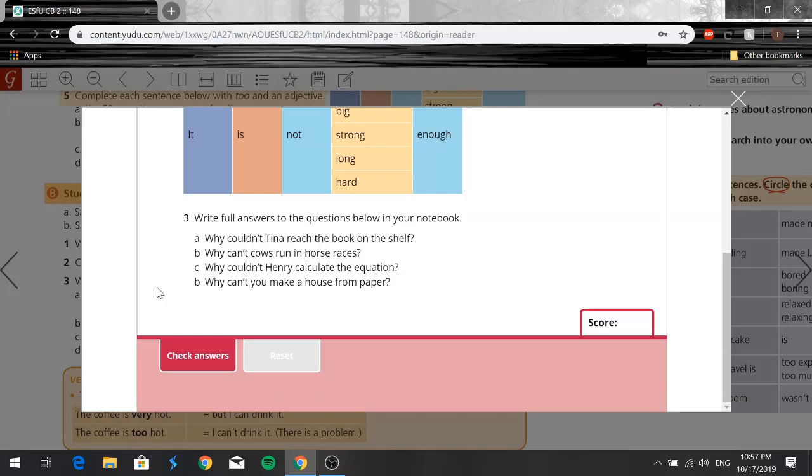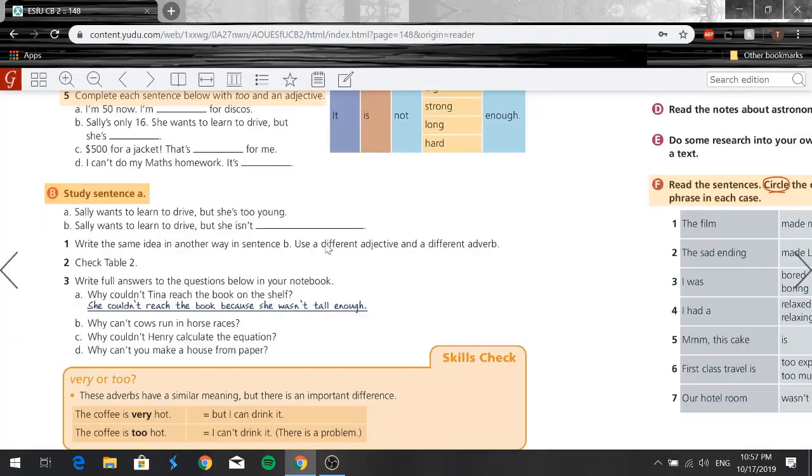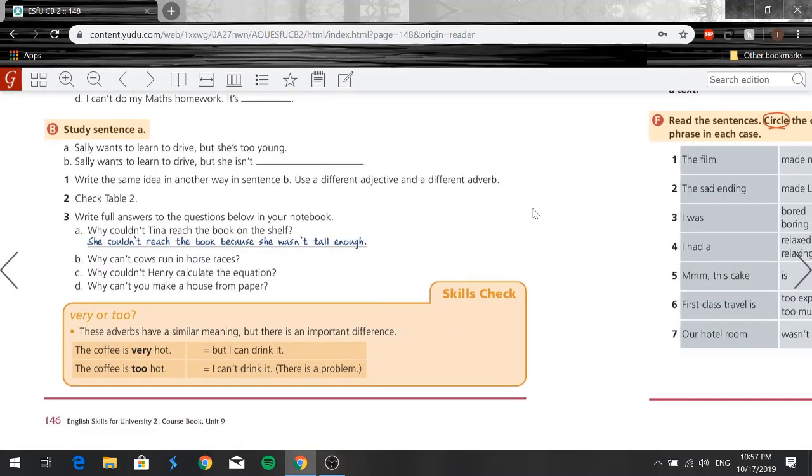Why can't you make a house from paper? Well, you could say it isn't strong enough. Okay, so one more time. They're not fast enough, he wasn't clever enough, and it isn't strong enough. Okay? Emphasis on the adverb enough. What do we have? I think that's about it.